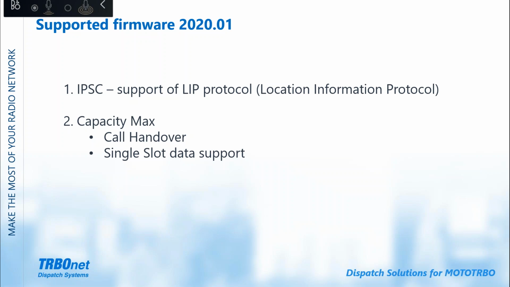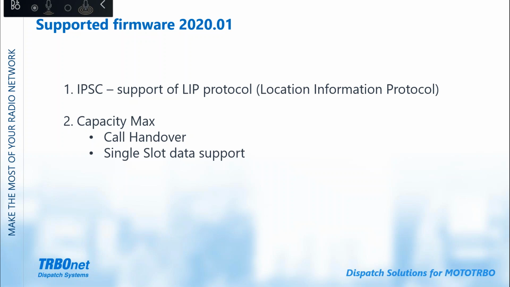The second edition for the firmware is in Capacity Max. It's mostly related to the Capacity Max system, call handover and single slot data support. I will start with the single slot data support. Probably you know that in Capacity Max, when you make the GPS only or data only repeater, you cannot put only one slot. It will be a dedicated repeater in enhanced GPS mode, and you need to put it for data.